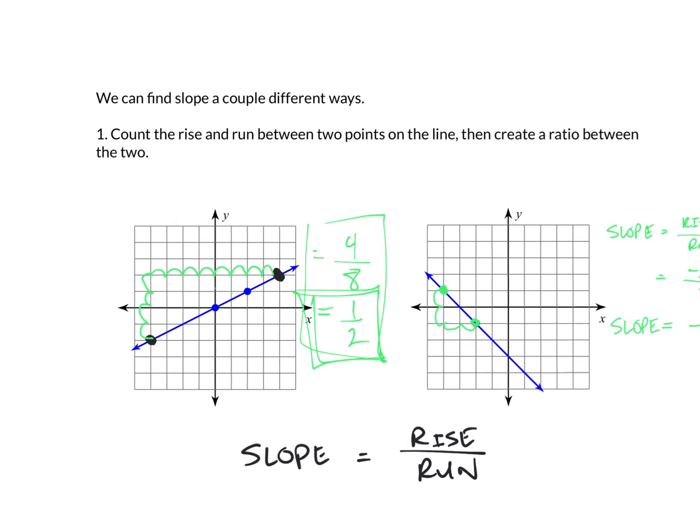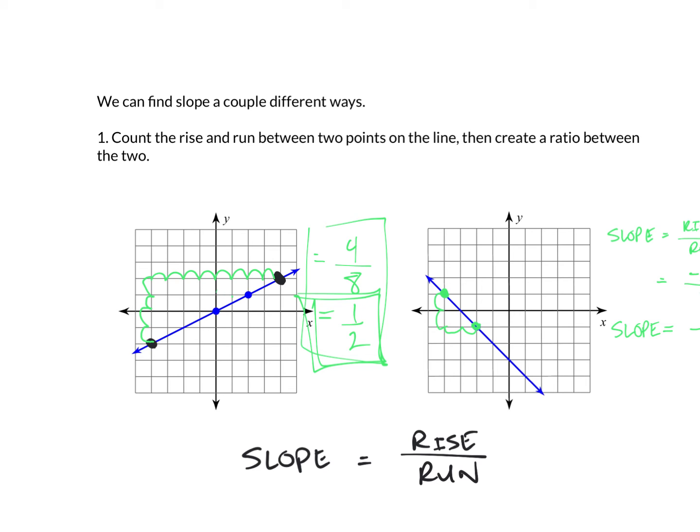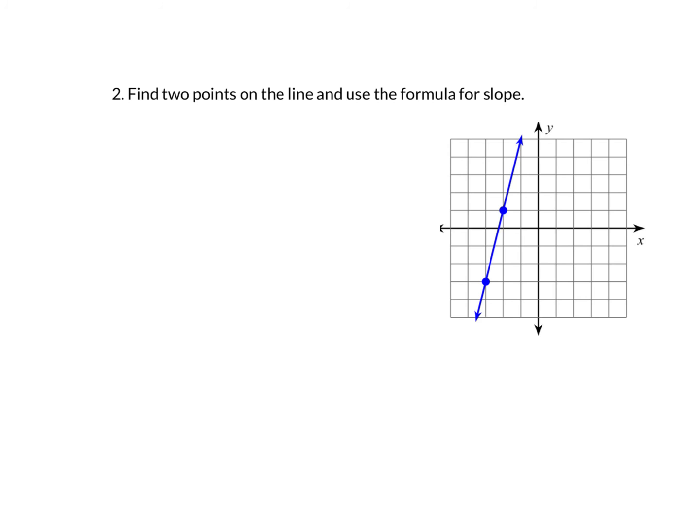So that's one way to calculate slope: count the rise and run between 2 points. Another way is to use the formula. Now here's the formula. M is equal to y2 minus y1 over x2 minus x1.